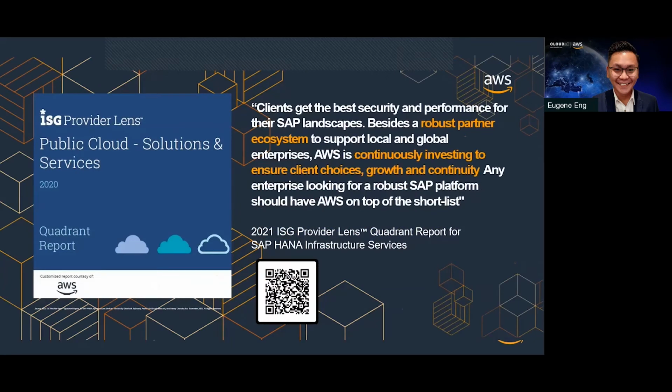We have also been recognized by independent researchers on our experience with SAP workloads on AWS. One of the feedback that they have is that clients get better security and performance for the SAP landscape. And besides a robust partner ecosystem to support local and global enterprises, at AWS we continuously invest in ensuring clients' choice, growth, and continuity. So when any enterprise is looking at a robust SAP platform, AWS should be on top of their shortlist.